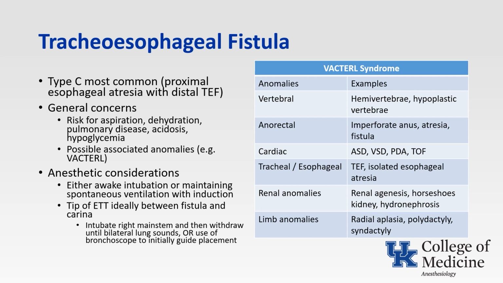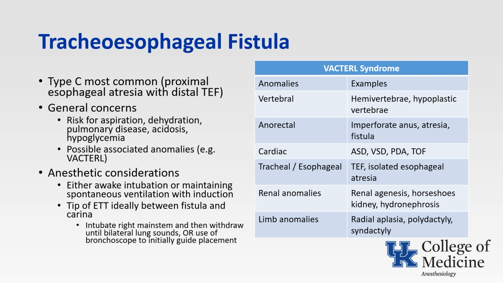Anesthetic considerations for these patients: their airway should be secured either by awake intubation or by maintaining spontaneous ventilation with induction. The idea is you want to avoid any positive pressure ventilation, which could cause gastric insufflation, which can further impair their respiratory status. And when intubating, remember that the tip of the ET tube needs to be between the fistula and the carina.